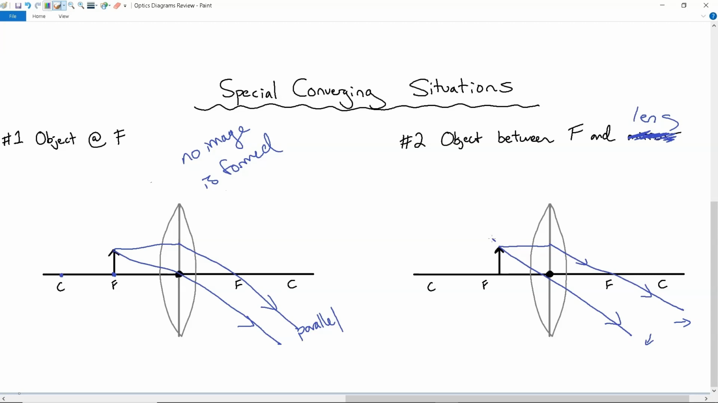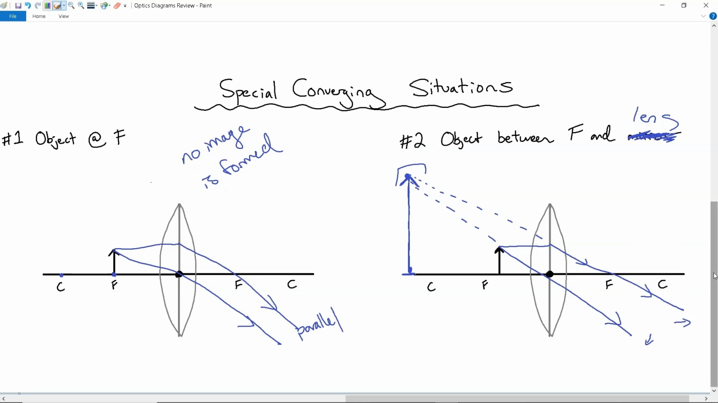So that means if I were to extend my rays virtually backwards, there should be a point where they would meet up. So in this case, we're going to get a very enlarged image way back here. I'm even going to have to extend my principal axis just to have it show up there. So this would be a very enlarged virtual image.